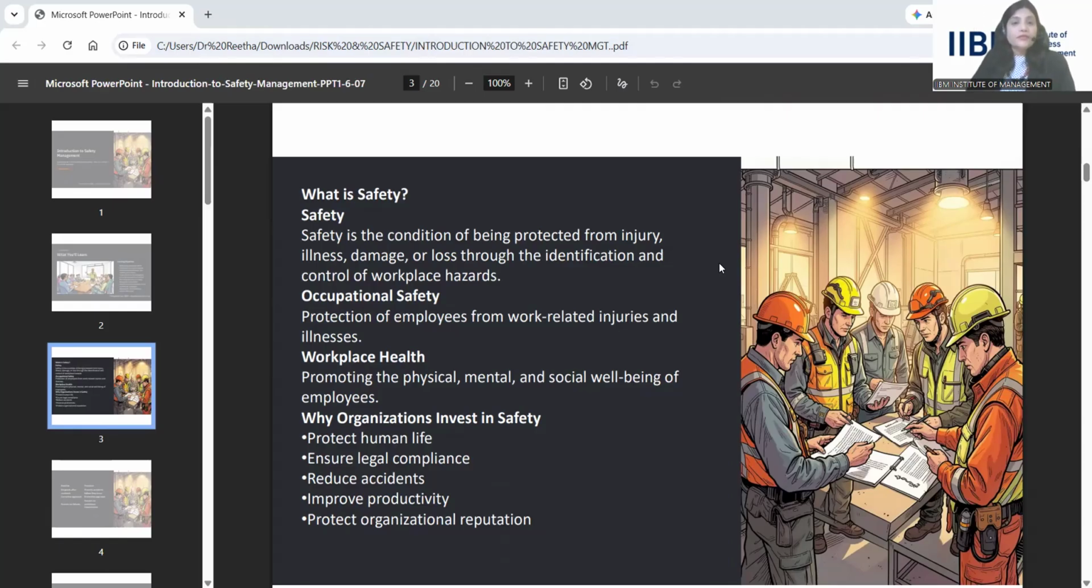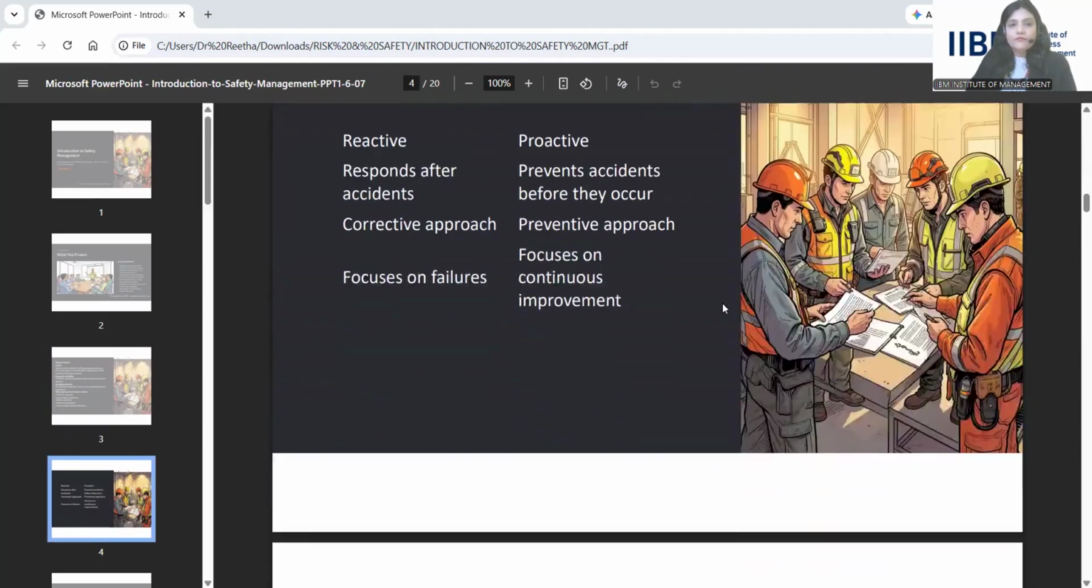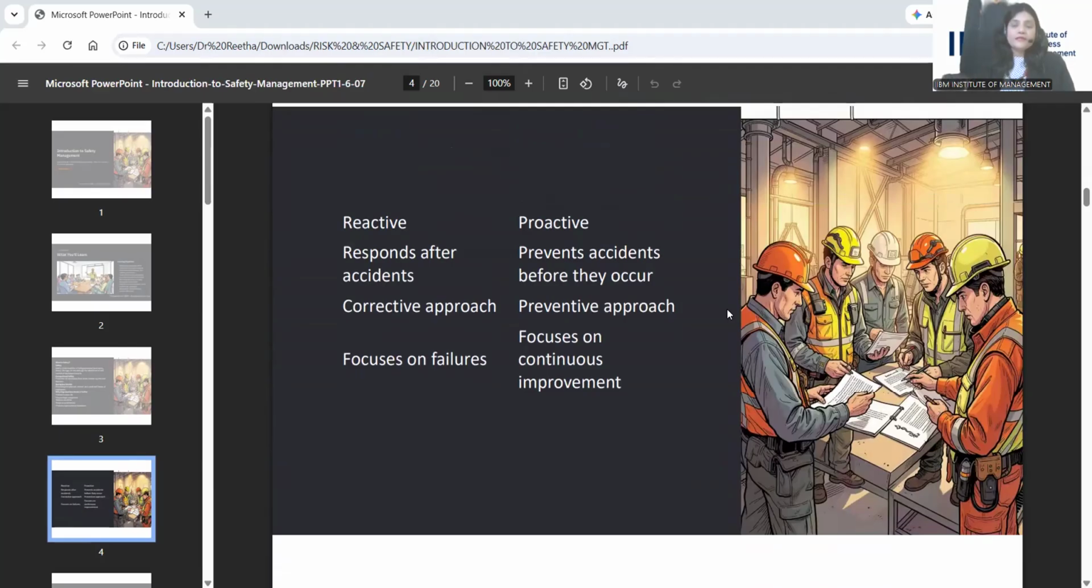Today we've seen what is safety, and now let us move over to the reactive and proactive approach to safety. Like the examples I have given, reactive is responding after the accident, whereas a proactive approach prevents accidents before they can occur. Reactive is a corrective approach: once it happens, we try our best not to let it repeat. Whereas a proactive approach is a preventive approach.